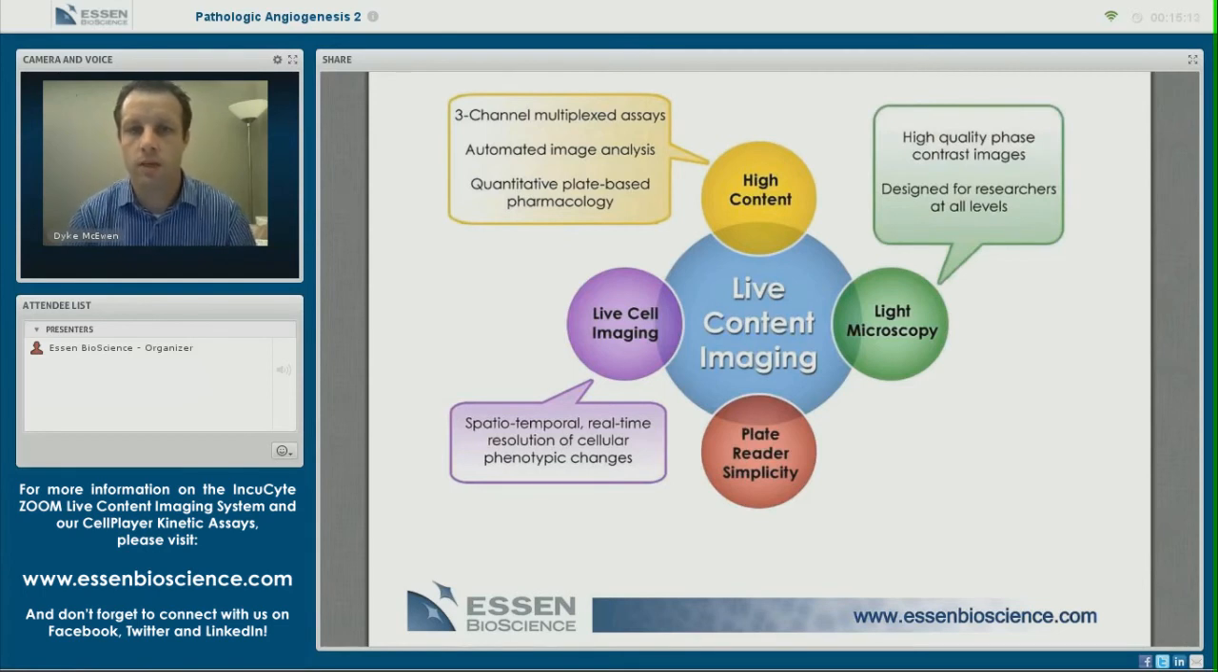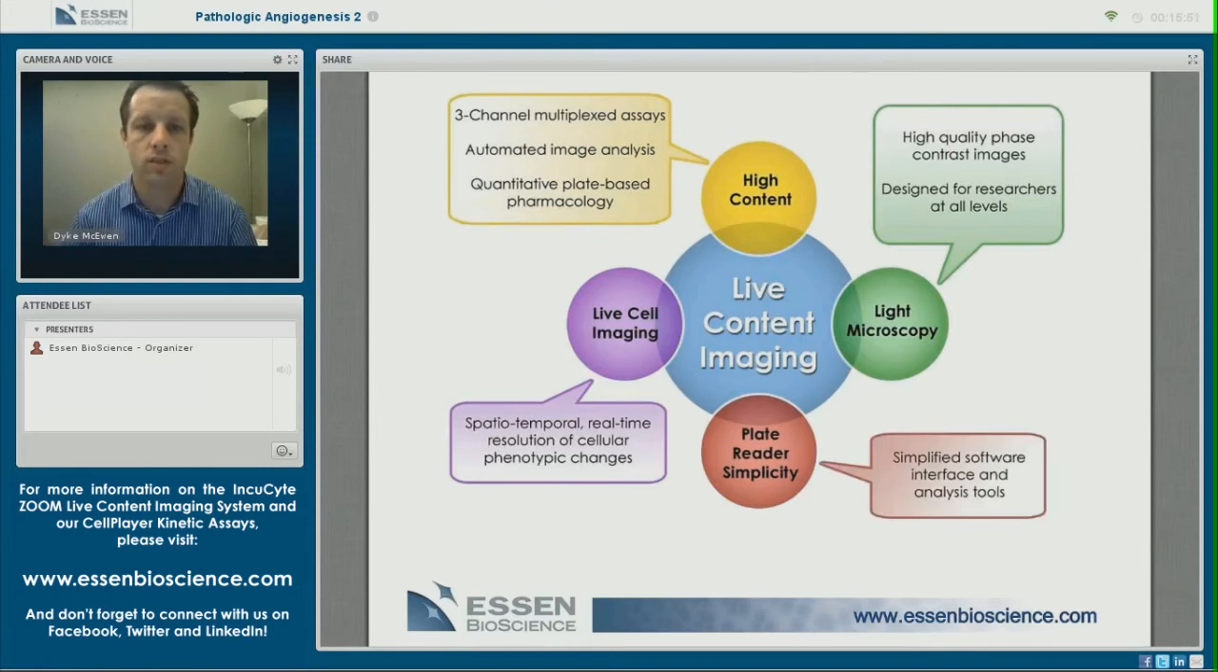In terms of light microscopy, we've worked very hard to develop high-quality phase contrast images to look at our cell populations over time and design this for researchers at all levels. So we can use the instrument to do simple things such as monitoring tissue culture cells over time to look at changes in morphology, changes in cell population, as well as doing more complex pharmacological studies and mechanism of action studies in looking at cell proliferation, cell migration, and invasion. Some of our newer assays include neuroid outgrowth, and what I'll be talking to you about today are co-culture-based angiogenesis approaches.